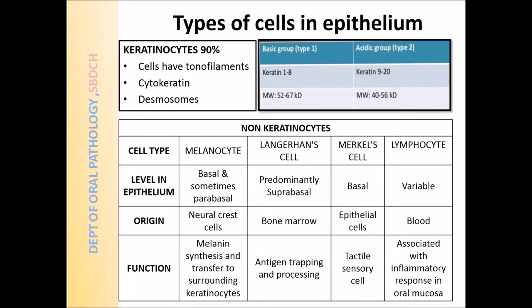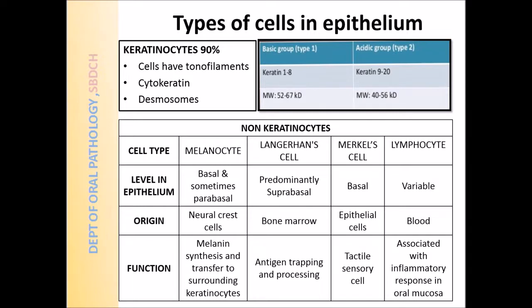Langerhans cells are present in the suprabasal region, and their origin is the bone marrow. The main function of Langerhans cells is antigen trapping and processing of antigen. Merkel cells are present in the basal layer and originate from the epithelial cells. They have the major function of tactile sensory cells.